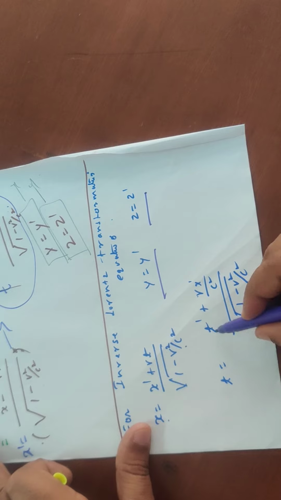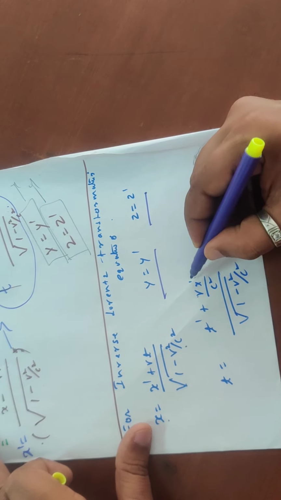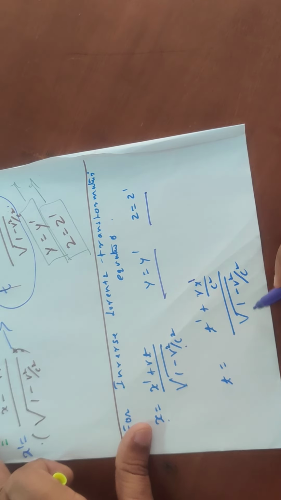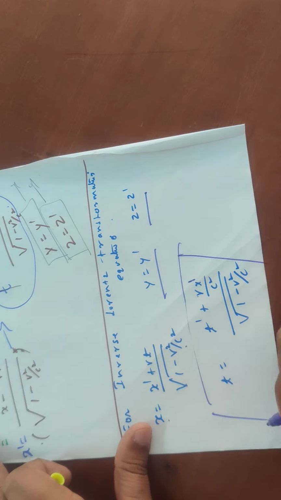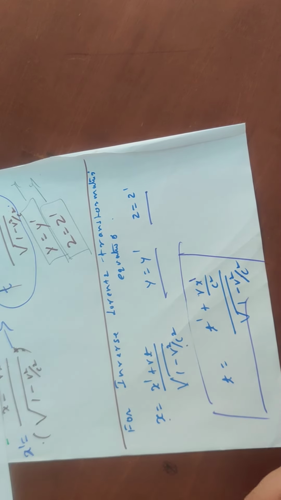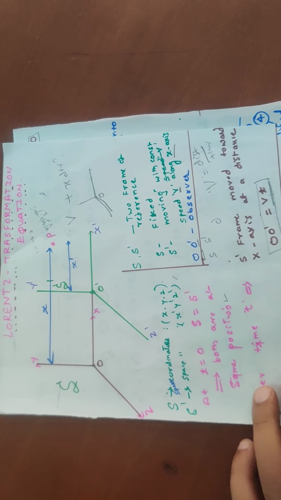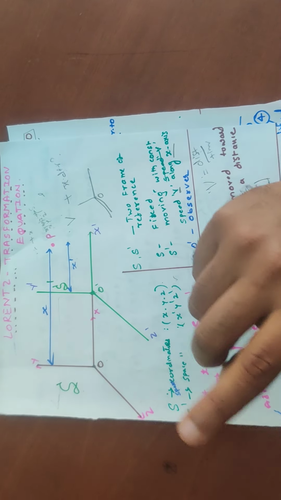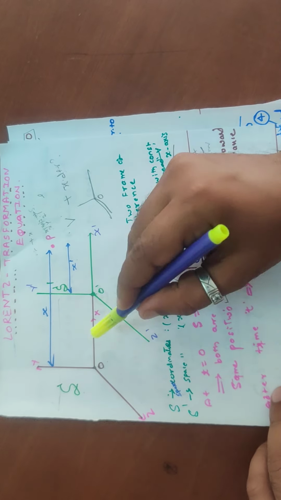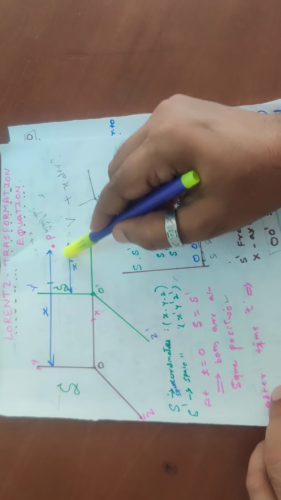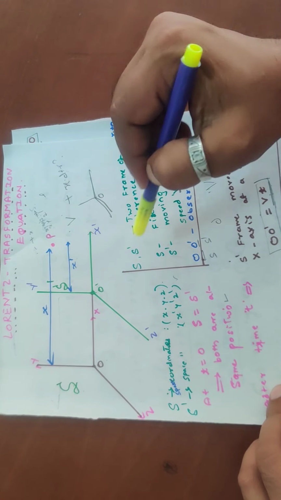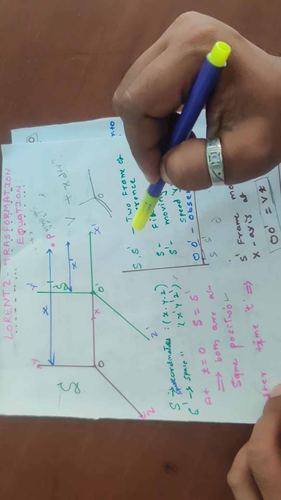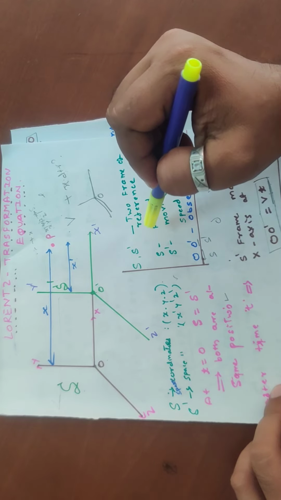That will be t equal to t dash plus vx upon c square, upon root 1 minus v square. This is how the Lorentz transformation equation is derived. We'll recall quickly. Two frames of reference, both are at rest at t equal to 0, and S dash starts moving toward the positive x-axis. O and O dash are two observers.